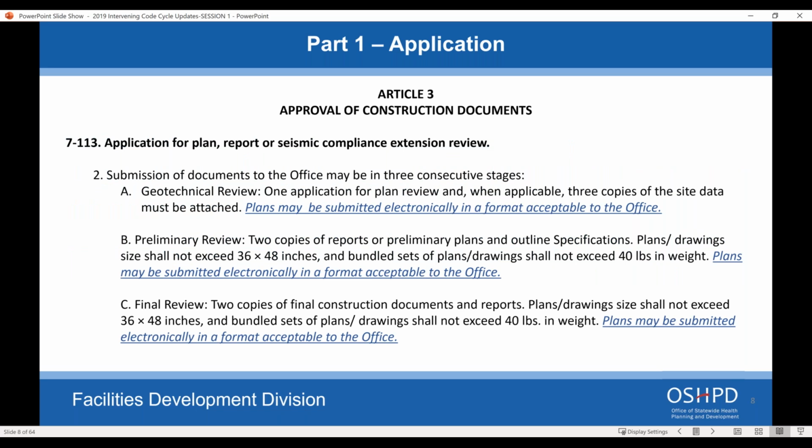Okay, moving on. This is basically adding some language that says you can submit plans electronically. Before it talked about plans having to be a certain size and weight, and just saying that these can also be submitted electronically.